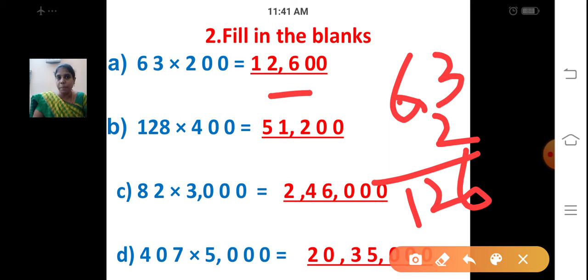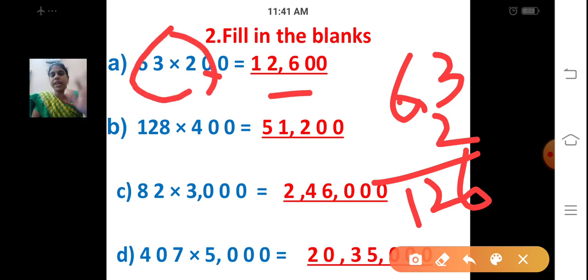12,600. When you multiply 63 into 200, what you have to do? Place 2 zeros at the last, and the remaining, we are going to multiply 63 into 2, which is 126. So the answer is 12,600.